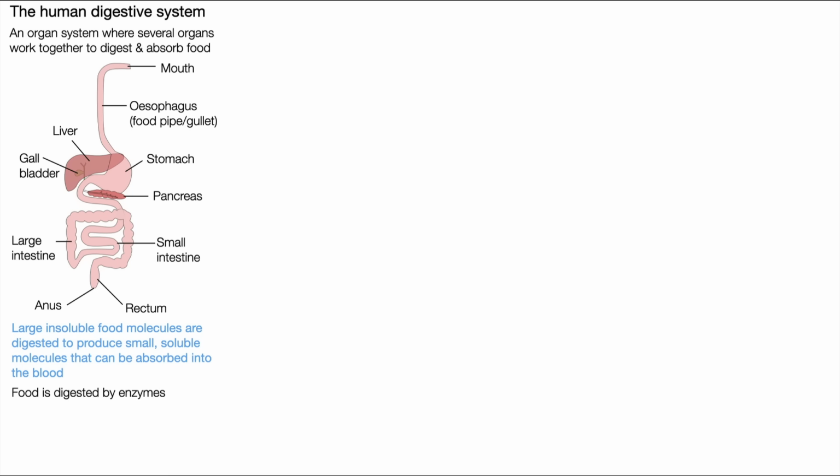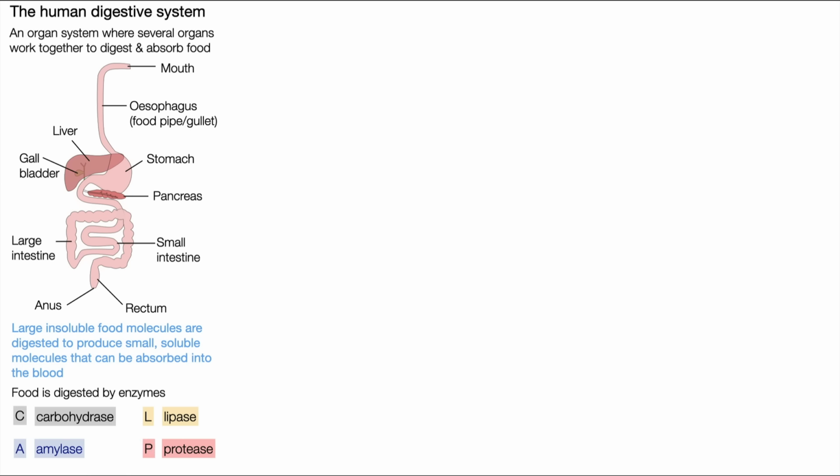Food is digested by enzymes, and there's some key ones that we need to know about. Carbohydrase enzymes, lipase enzymes, amylase, which is a type of carbohydrase, and protease. I'm going to use these letters here to represent those enzymes. These are not official abbreviations, so you shouldn't use those when you're writing answers to tests.